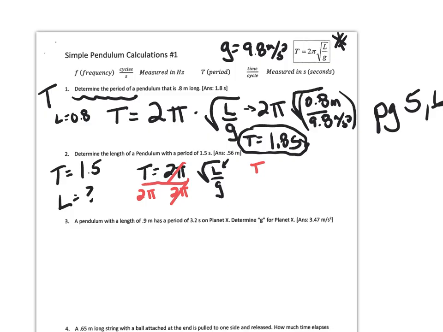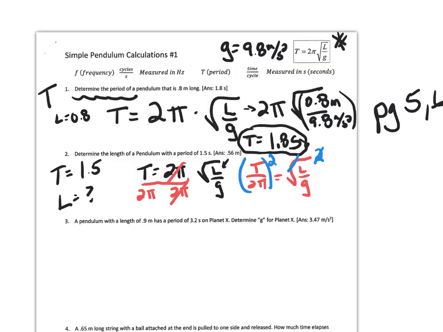So I'm left with T over 2 pi equals the square root of L over G. And in class, I asked everyone, what do you think the next step is? Some people said you multiply by G. And I said, nope, can't do it. You need to remember to get rid of the square root by squaring both sides. Then this square root and this 2 go away.